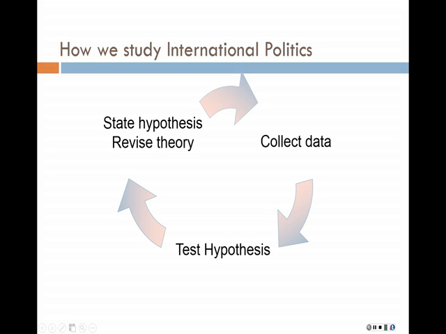We never really prove hypotheses or prove theories in the social sciences because we're dealing with a human element, and if you prove a theory or a hypothesis, then you have a law, and we don't have laws of human rights, so to speak, in terms of methodology.